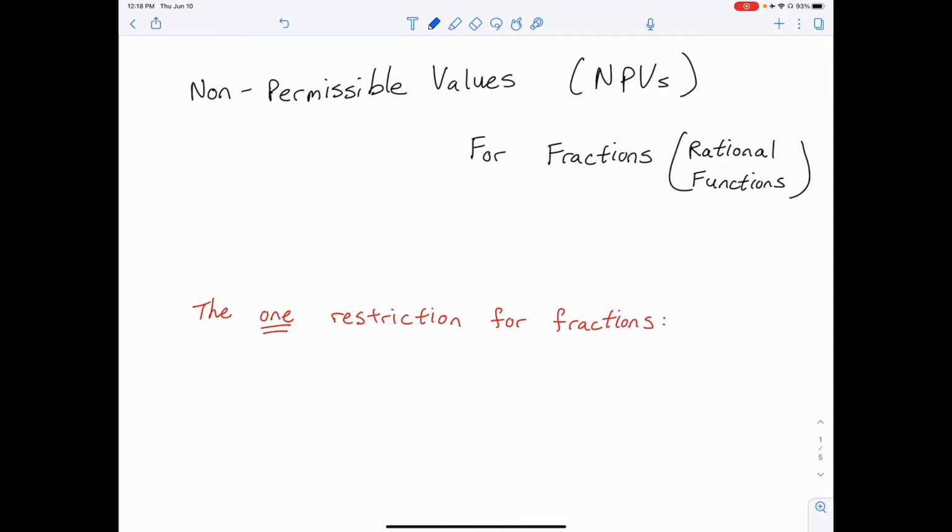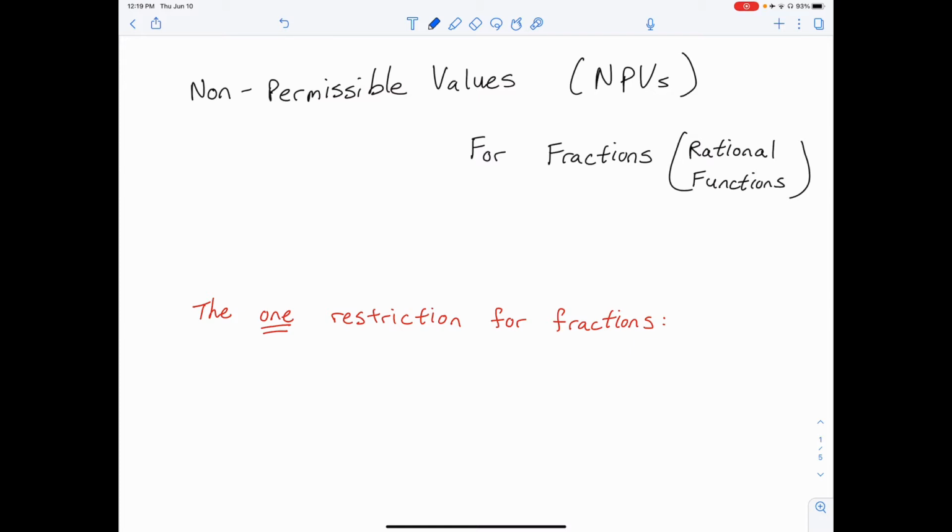Hello everyone. Today we're going to be talking about non-permissible values, also known as NPVs. Now this is going to be for fractions. We're going to create another video for radicals. So for this one here, when we're talking about fractions, we also call them rational functions. We first need to talk about what non-permissible values means.